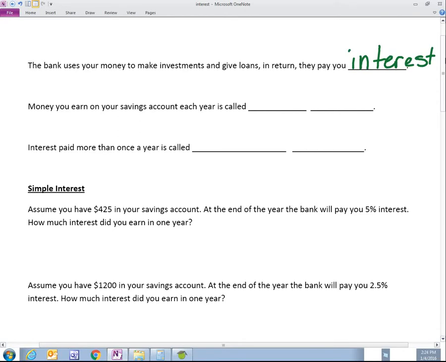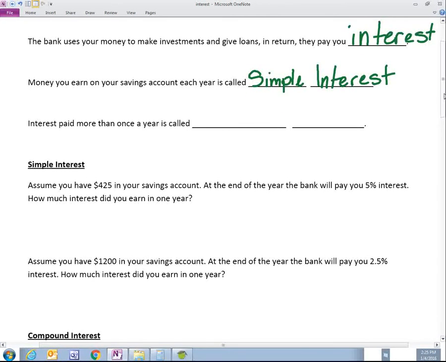That's what that is. Money you earn in your savings account each year is called simple interest.